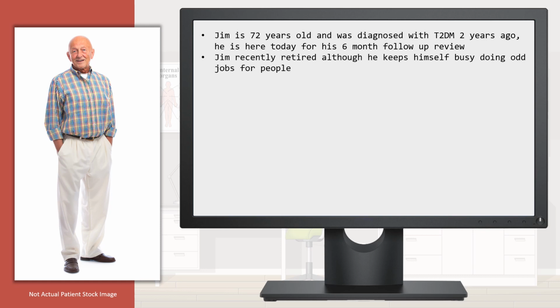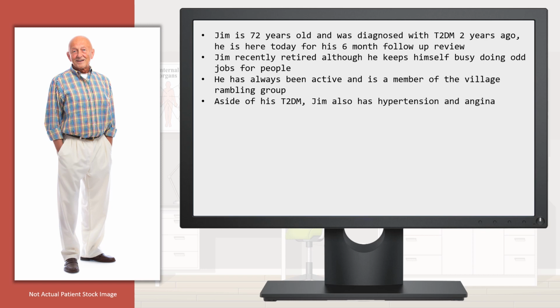Now then, Jim has only just recently retired. However, he does keep himself busy doing odd jobs for neighbours and family and friends. He has always been active, and he is a member of the Village Rambling Group, so he does lots of exercise. Aside from his type 2, Jim also has diagnoses of hypertension and angina.